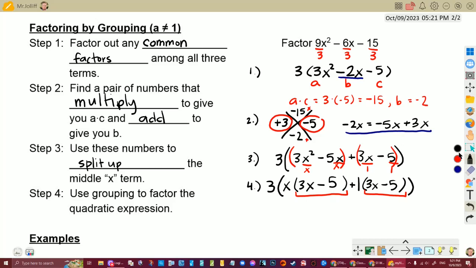So our last step is to factor those binomials out in front. We're going to divide by 3x minus 5. So we're left with 3, that was there before. And then we factored out a 3x minus 5. And what's left goes in parentheses. And I see an x and a plus 1.